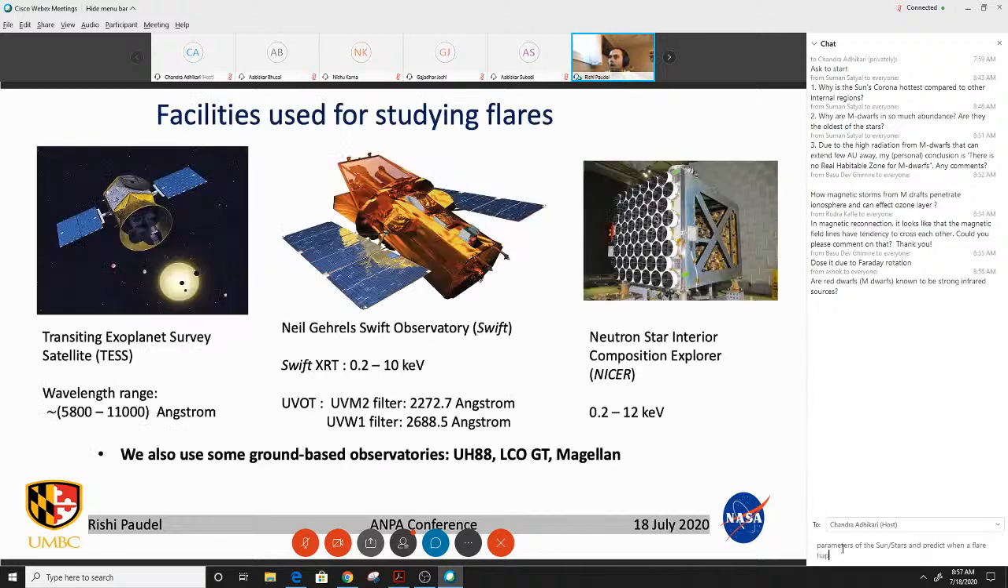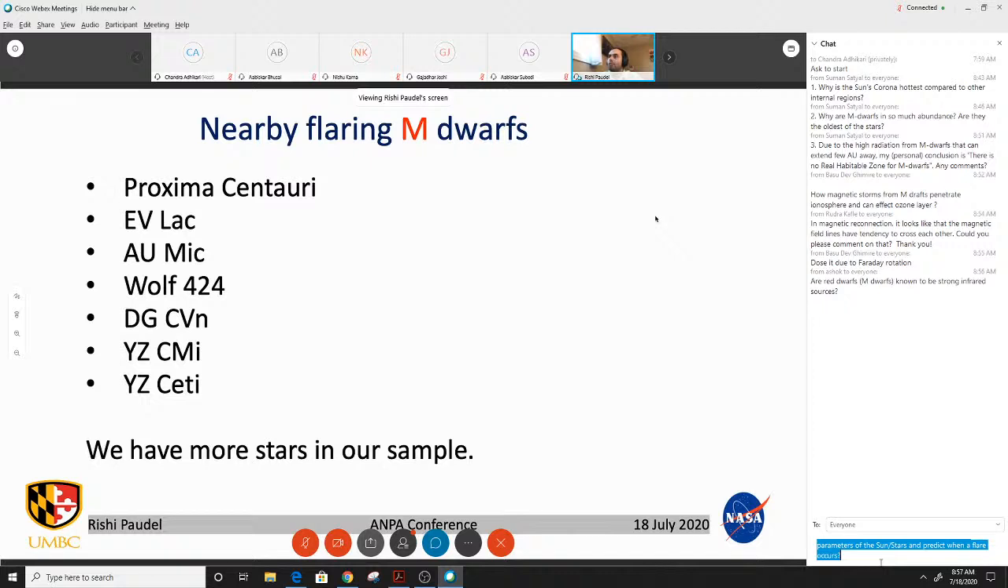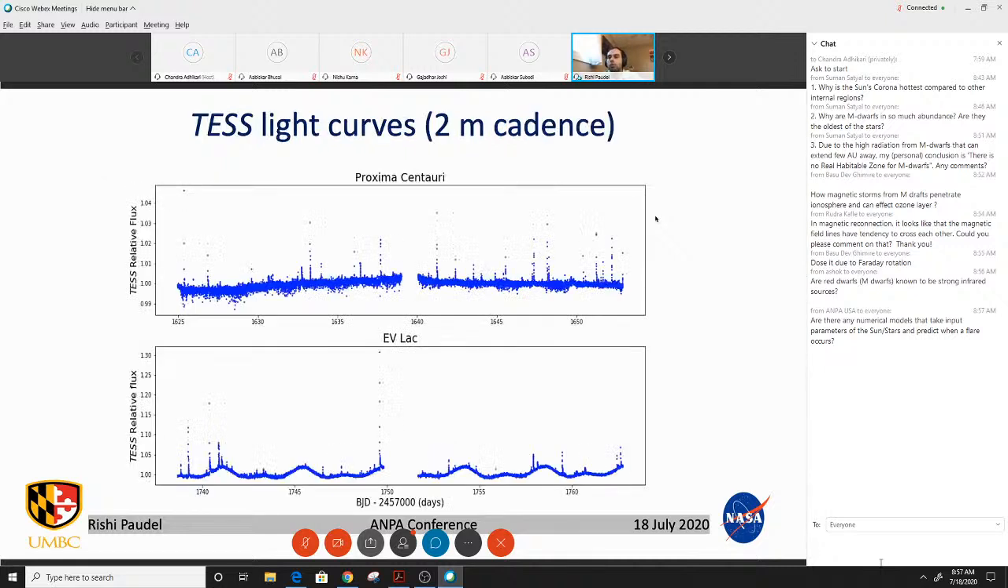So I'm using TESS, Swift, and NICER, and some ground-based observatories to study the flares on different stars in different wavelengths. These are examples of some famous stars which I'm studying now, and some of them have planets, like the stars Proxima Centauri, AU Mic, and YZ CMi have some planets. Now I want to show you some of our results, starting from TESS data.